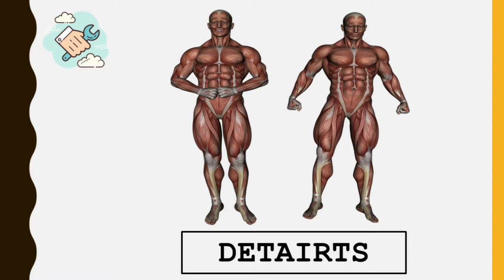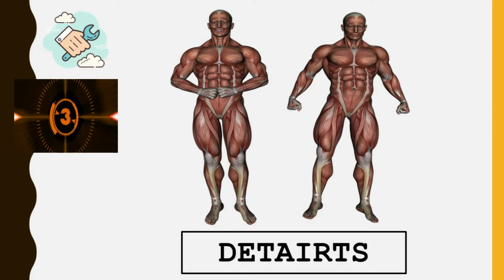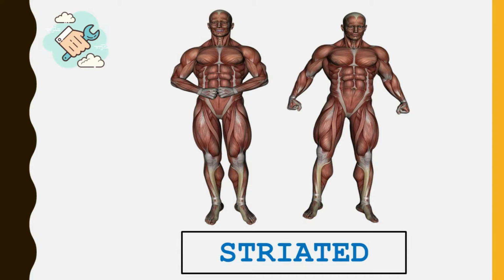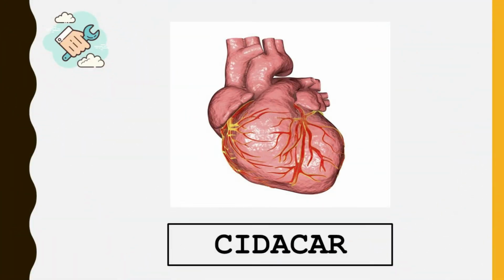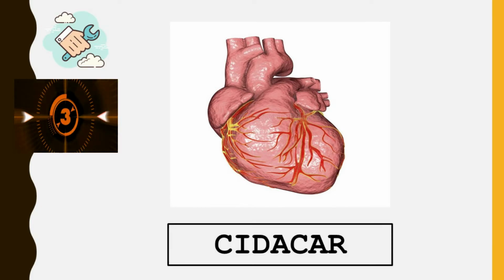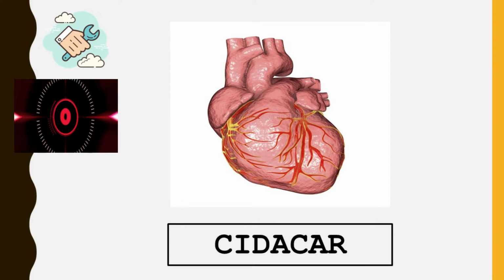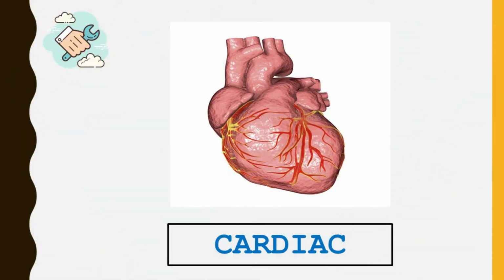Picture number 2. 5, 4, 3, 2, 1. The answer is striated. Picture number 3. 5, 4, 3, 2, 1. The answer is cardiac. Now kids, I hope you got all the answers correctly. This time, please be ready for another activity.